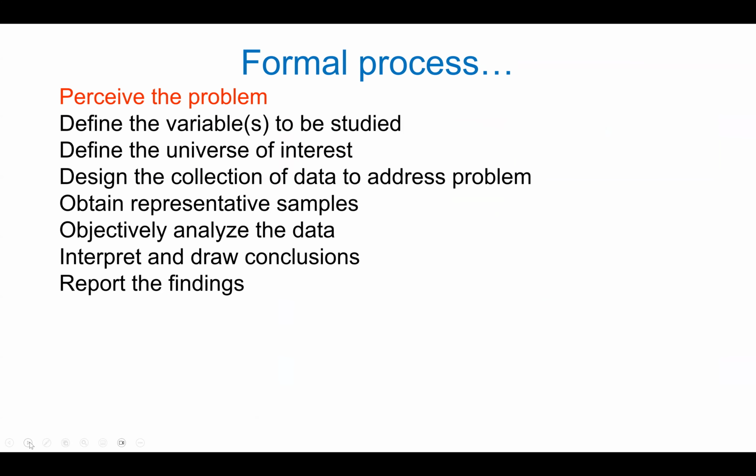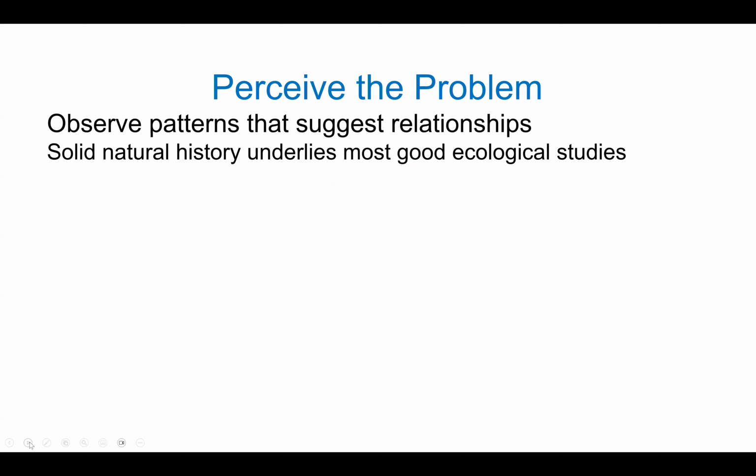Okay, so the formal process for this is to perceive the problem. We're going to define the variables, define the universe of interest, look at the collection of data so that we can address the problem or the question, get representative samples, analyze the data, interpret that, and then report the findings. So the first thing we want to do is perceive the problem, right? So we look at things as relationships. So do certain things suggest other things?